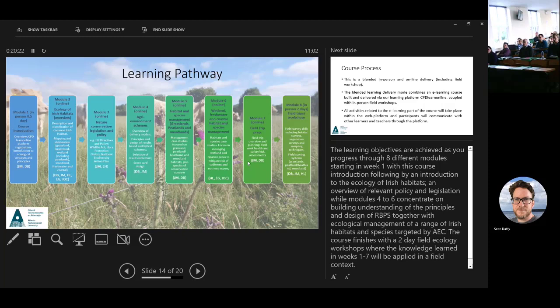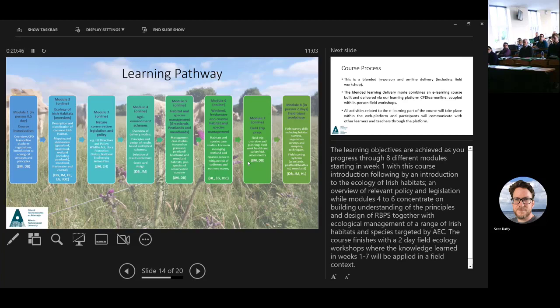Then once we get on to week 7, we'll be really preparing you for the field course. We'll be going through health and safety and survey techniques as a background, so we're prepared when we get into the 2-day intensive course at the end in week 8. There we'll be applying everything we've learned in the previous weeks in a field context, so you're ready to go with the scoring system.